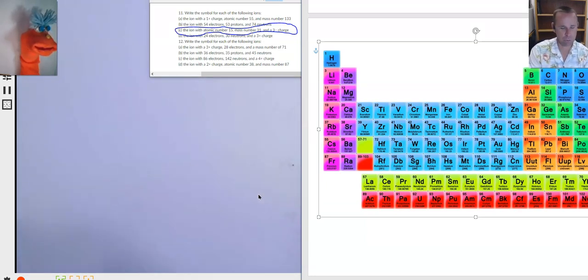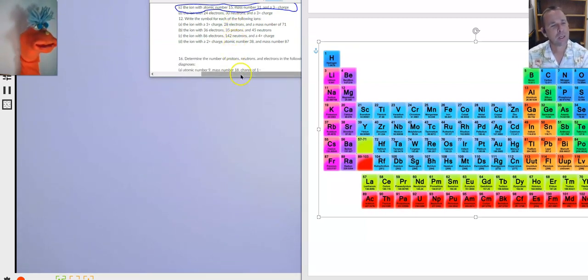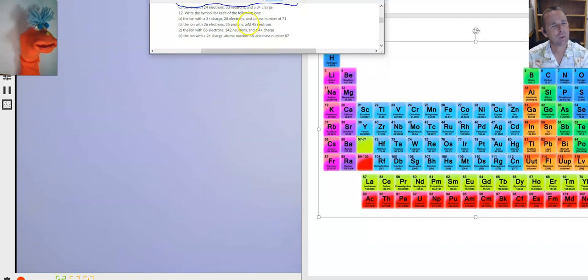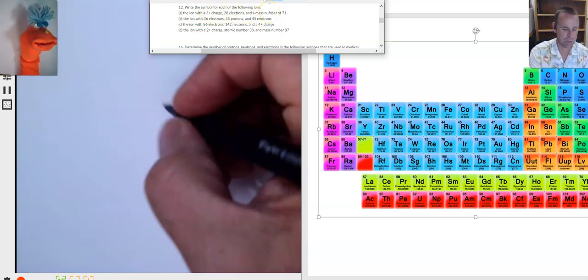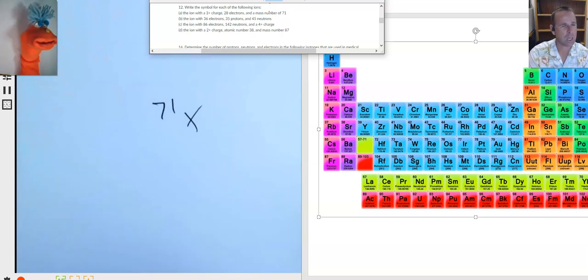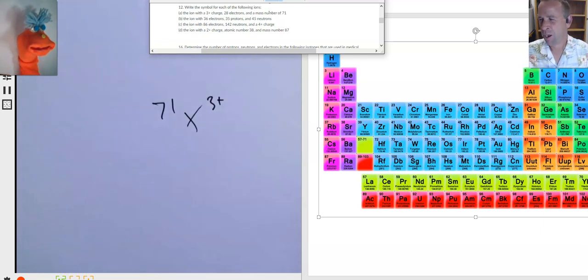Write the symbol for each of the following. Same stuff, right? Yeah. Okay. The ion with a +3 charge, 28 electrons, mass number 71. I know the mass number is 71. We have 28 electrons, a +3 charge. I can write that in there. 28 electrons. How many protons does this have? It doesn't say. That's right, but we can figure it out, can't we? Oh, yeah, because the number of protons is 3 more than the number of electrons. Very good. And we are told that it has 28 electrons.